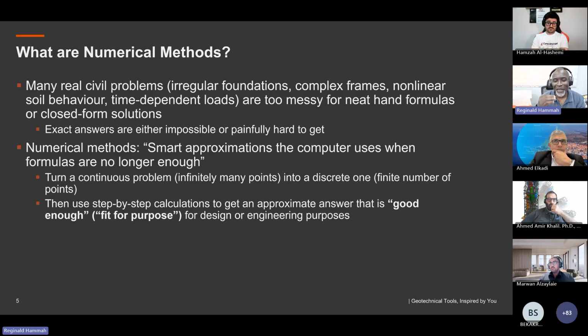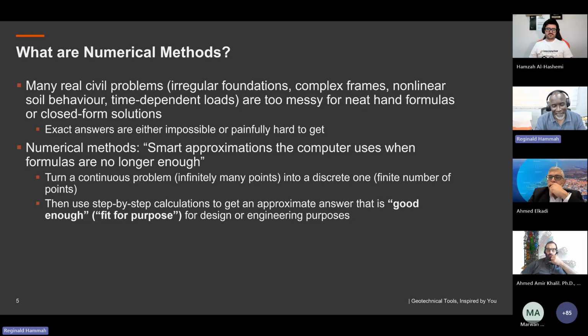The key is we get an approximate answer that is good enough. In mining, they love using the term fit for purpose. So we are looking for fit for purpose. Anytime you use a numerical method, you know you're getting an approximation, and again, the previous speaker made that very clear. That's why you check your solution to make sure your answers are good. They are fit for purpose, so always have that in mind. There's no tool that just magically always gives you the correct answer.